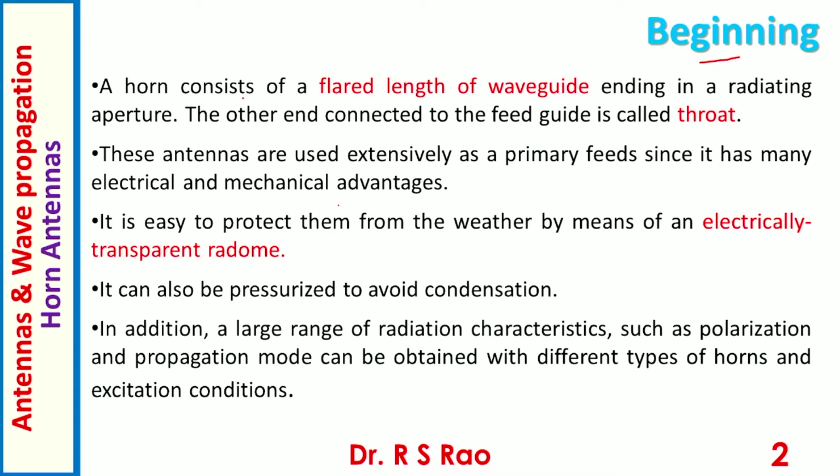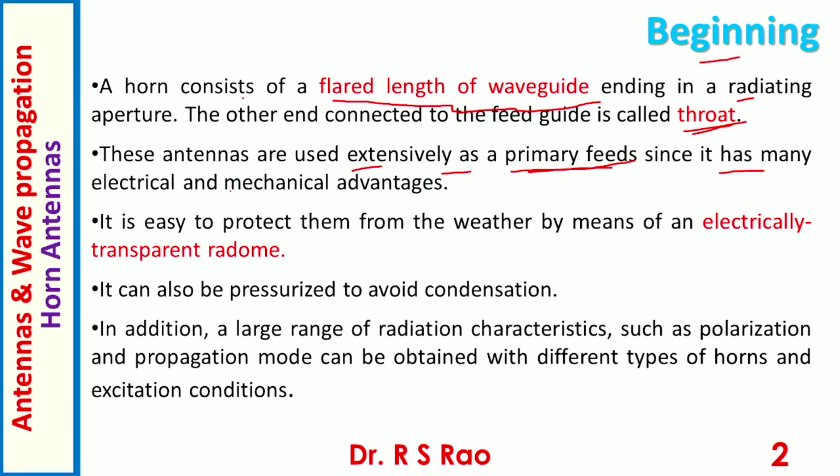A horn consists of a flared length of waveguide ending in a radiating aperture. The other end connected to the feed guide is the throat. So one side is aperture, another side is throat. Here it requires to be mentioned that horn antennas belong to the category of aperture antennas. These are used extensively as primary feeds to lens antennas and primary feeds to dish antennas.